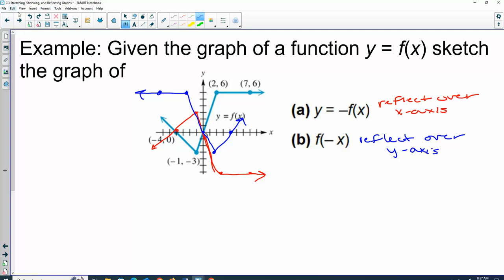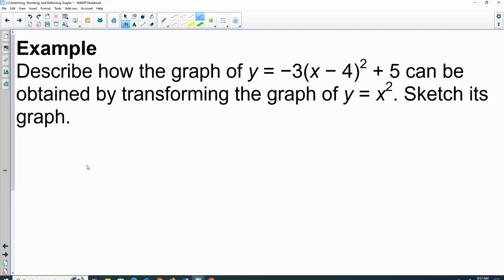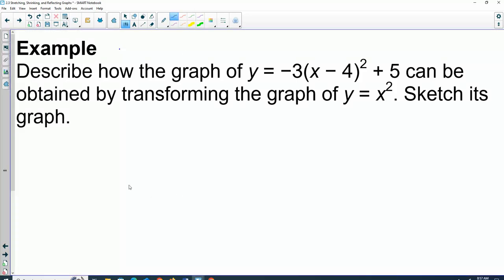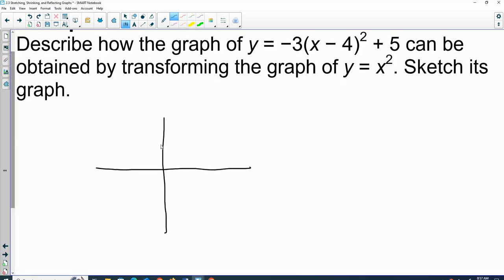Let's take a look at one kind of like we were doing yesterday where we had multiple transformations. It would be a great place to start. What is my parent function? Parabola. We have an x squared. So remember to get those points. 0 squared is 0. 1 squared is 1. 2 squared is 4. Negative 1 squared is 1. And negative 2 squared is 4. So it looks like that to start with.